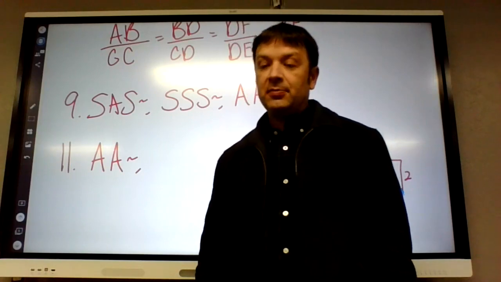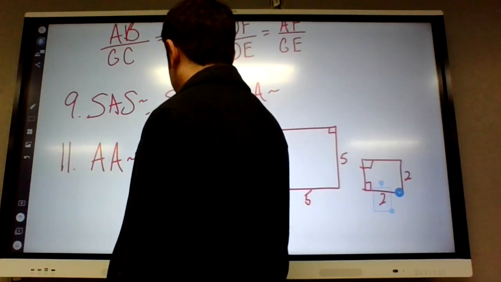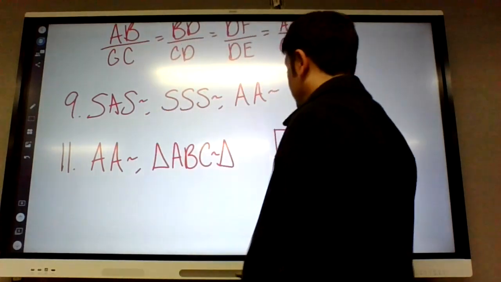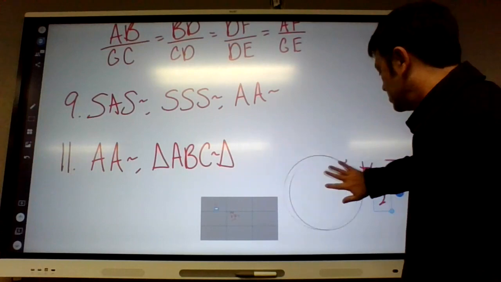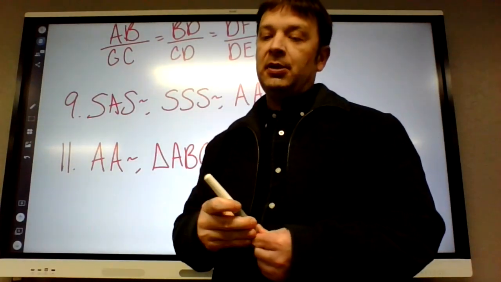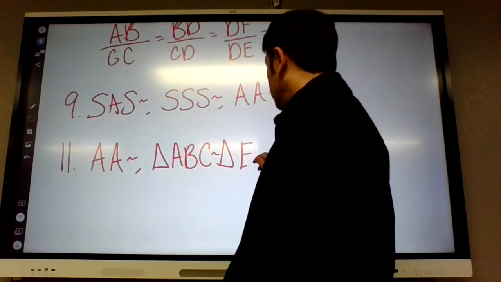And then if they are similar, we're supposed to write a similarity statement. So if I say triangle ABC, that would be similar to what? Triangle EDF. Right. A matches E. Yeah, EDF.